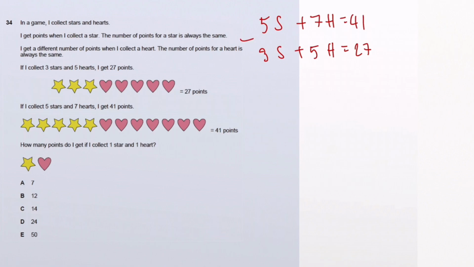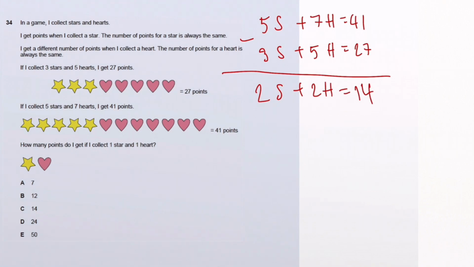Now with these two equations, we minus them. So we have 2 stars plus 2 hearts is equal to 14. We have common factors across. So we have a star and a heart is equal to 7. And that is actually what we are trying to find, 1 star and 1 heart. And that equals 7. So A is the answer. So if students can identify these methods and can confidently do simultaneous equations, it makes it a whole lot easier for them to solve questions like this.